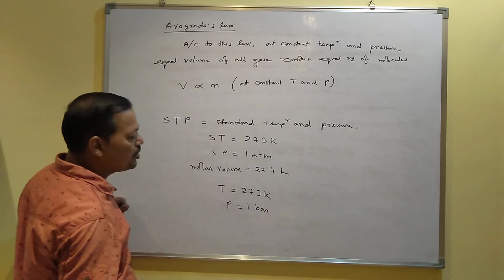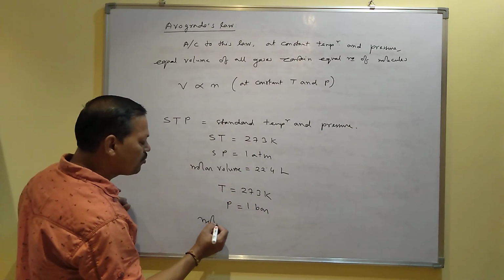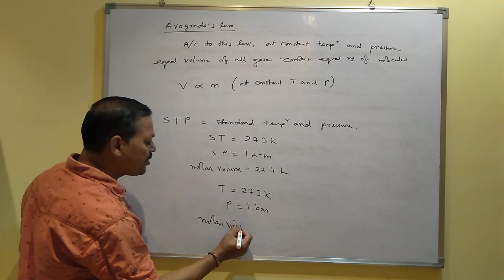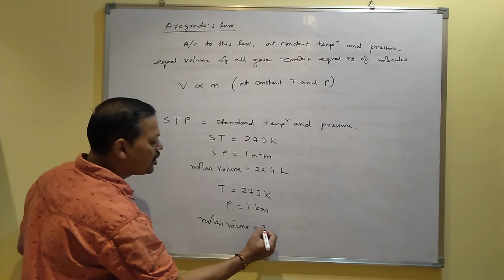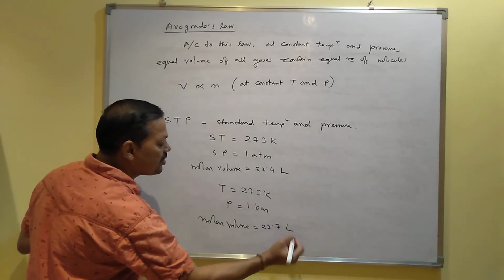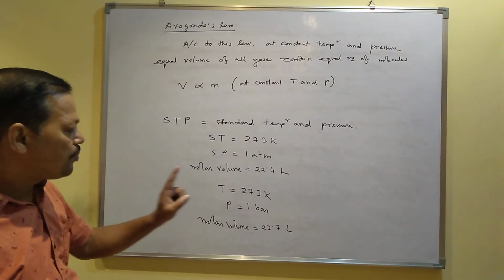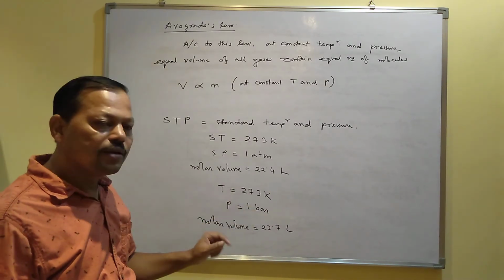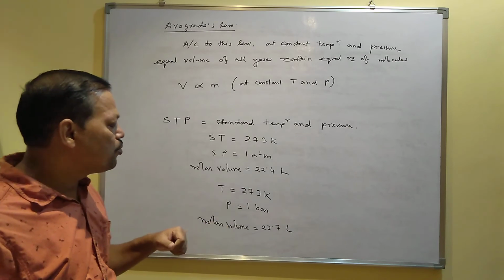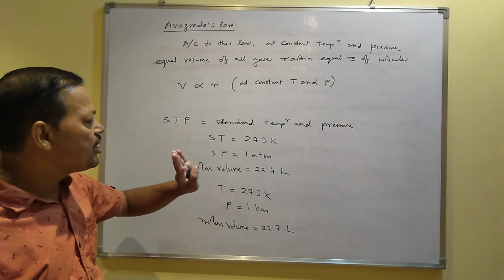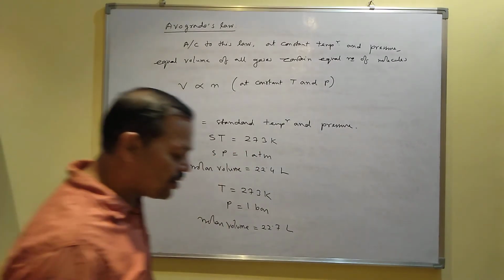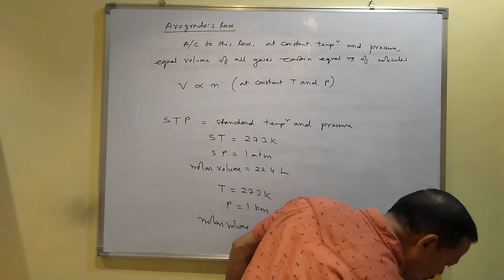If the pressure is 1 bar, then the molar volume will be a little different. You will get 22.7 liters. So when the pressure is given in terms of bar, the molar volume will be 22.7, and if the pressure is given in terms of atmosphere, you write 22.4 liters.